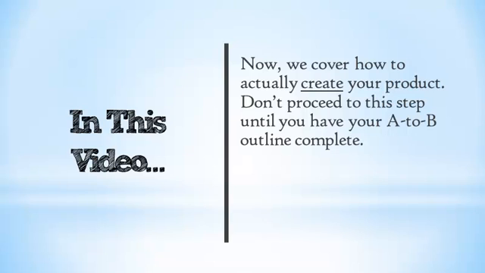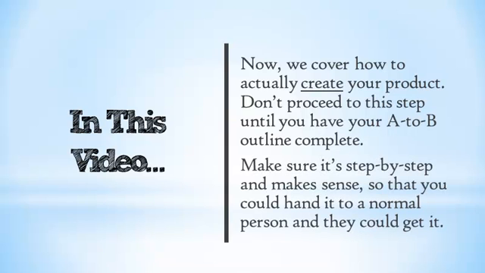Okay, now look, you can go ahead and watch this video, but obviously don't proceed to this step until you have your point A to point B outline complete, like we talked about in the last video. Make sure that outline is step by step and makes sense and gets people from point A to point B, so that you could hand it to a normal person and they could basically get it. They could understand, oh, okay, well, if my marriage isn't working, I do this and then this and then this, and then that's how I get to where I need to be.